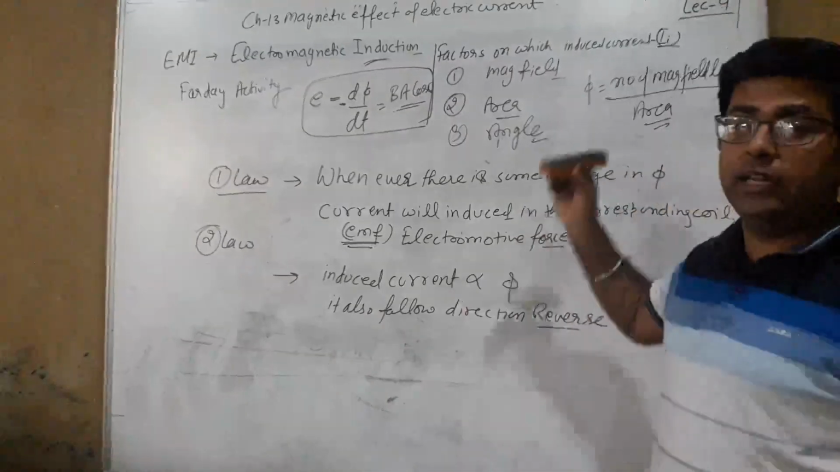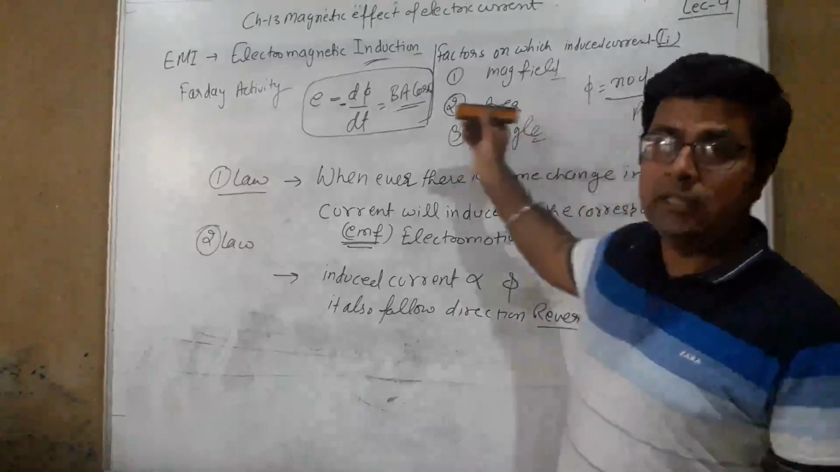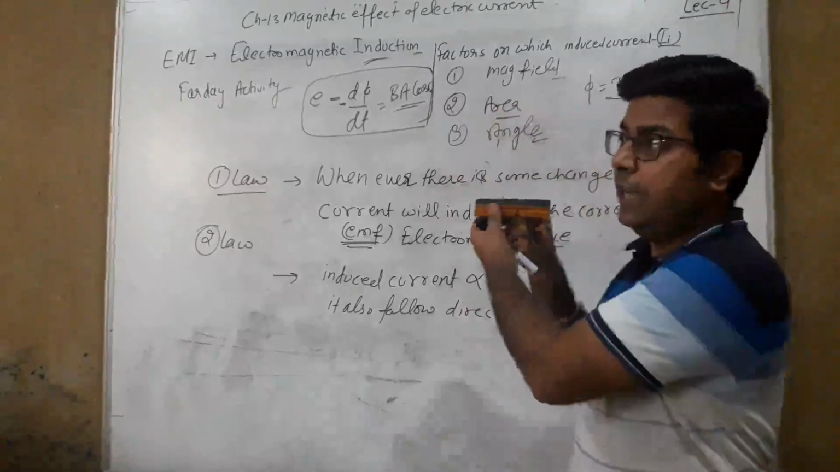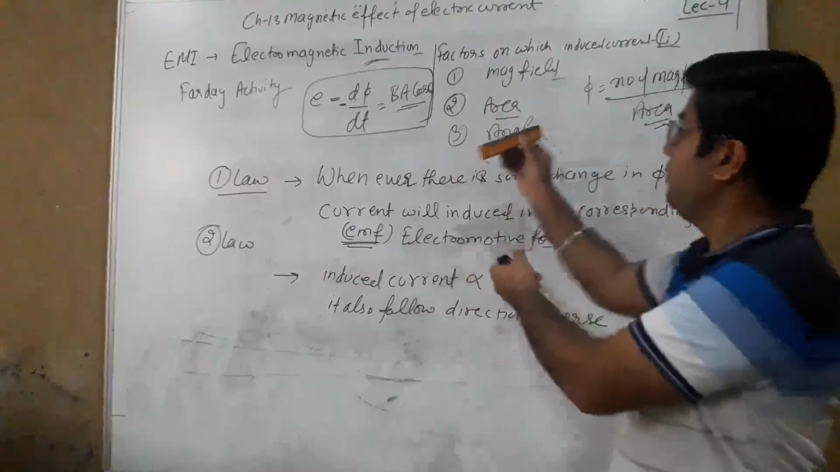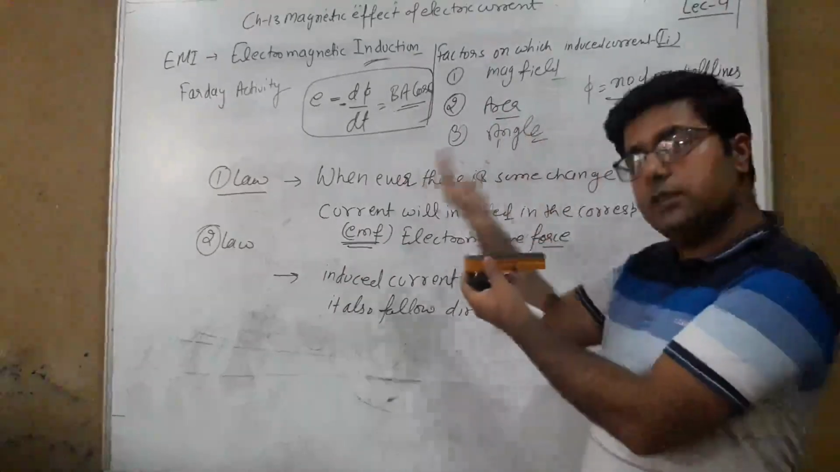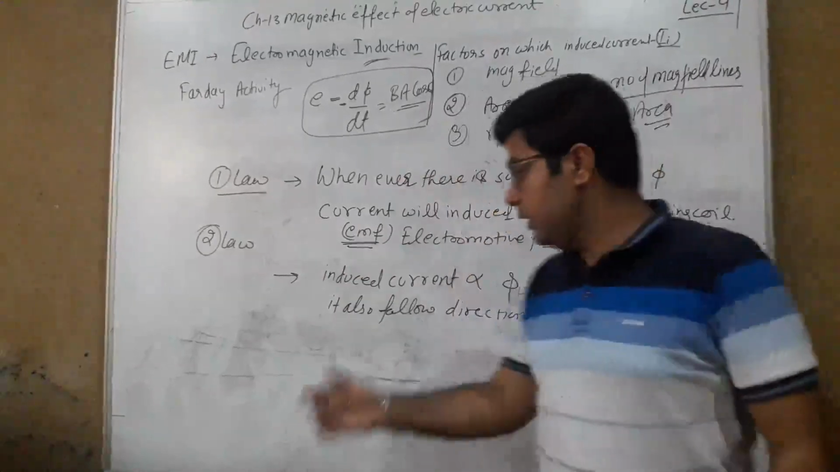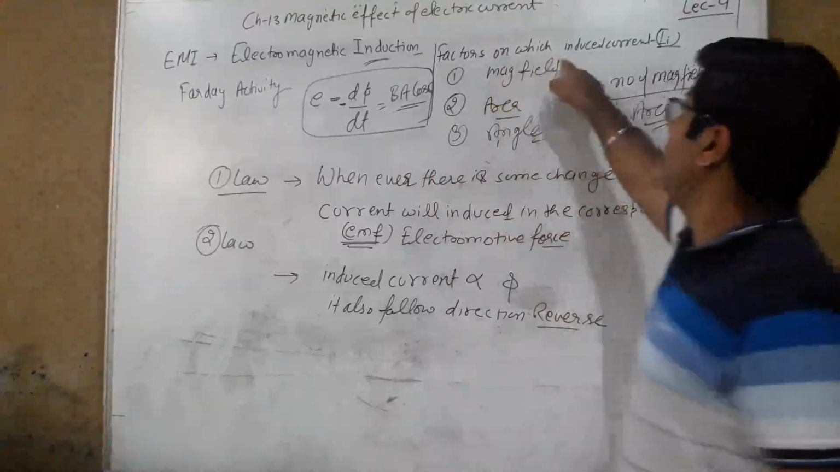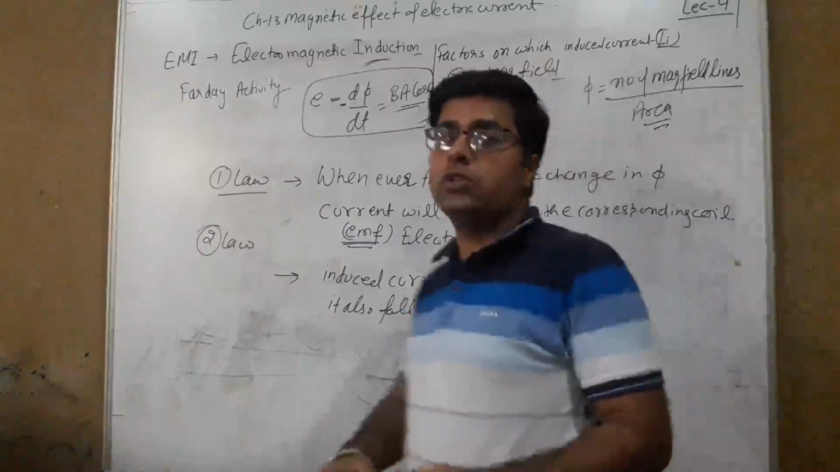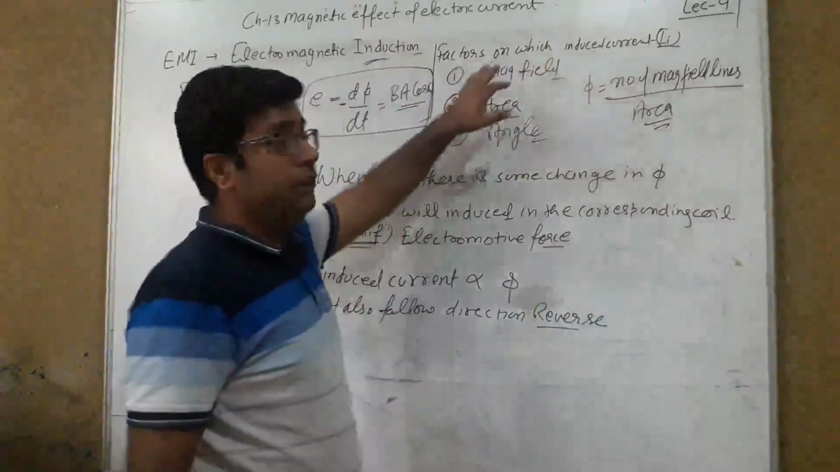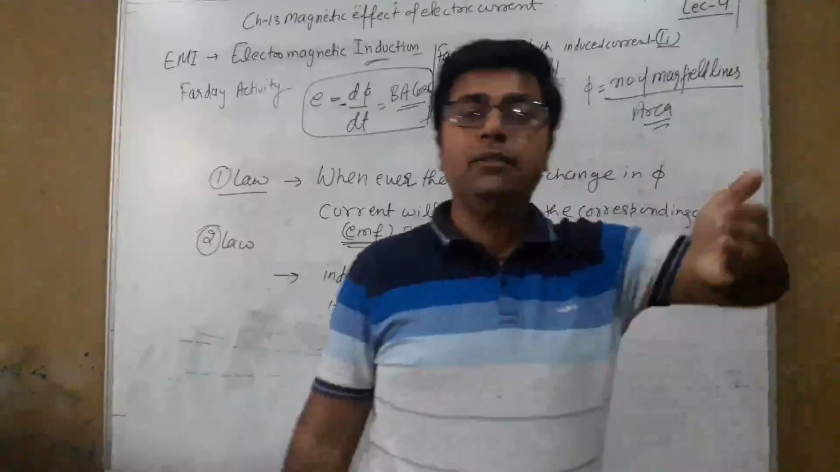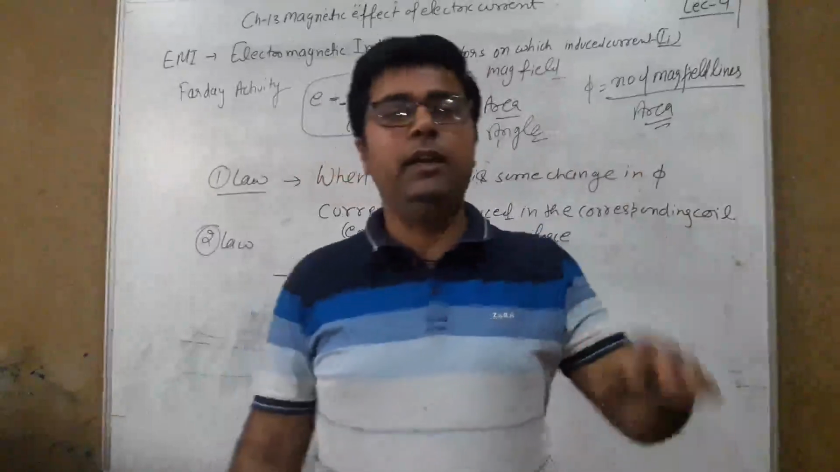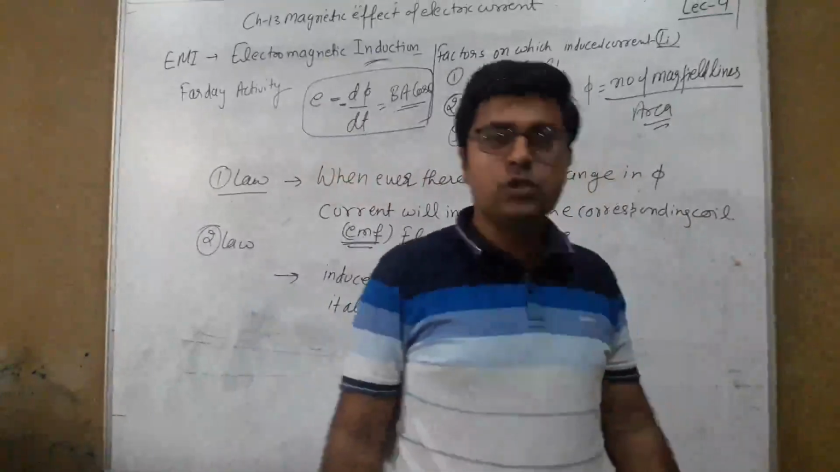As I showed you in the activity, when the magnet is moving in this direction, the deflection is anti-clockwise. When the magnet is moving in the other direction, the deflection is clockwise. It means that it also follows direction reverse. And the factors on which induced current depends: induced current depends on the magnetic field. The more the magnetic field per unit area, the more the induced current.